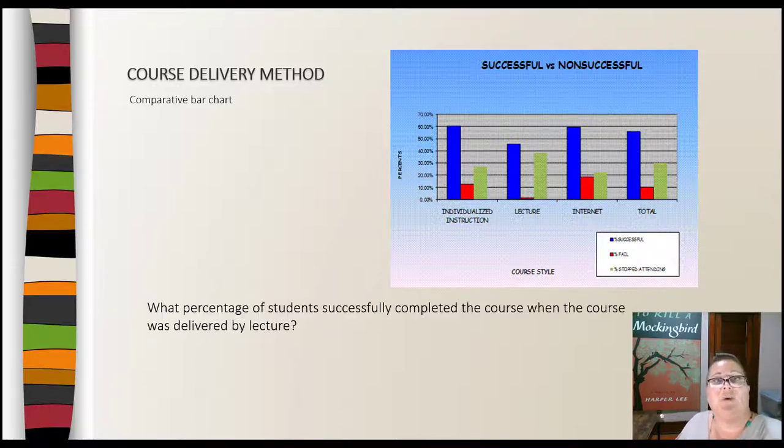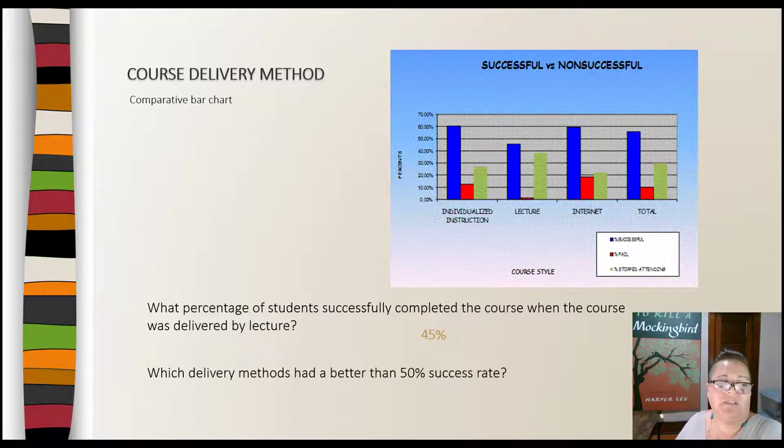All right, so there are some questions here. The first question is, what percentage of students successfully completed the course when the course was delivered by lecture? So we're looking for lecture and success. So I'm going to go to lecture, and I'm going to read the blue bar because the blue represents success, and I'm going to see that that is 45%.